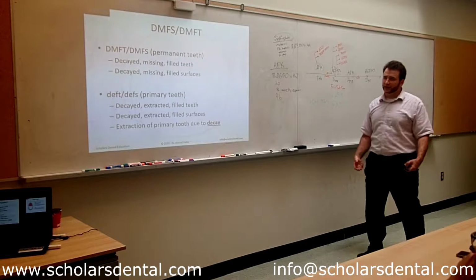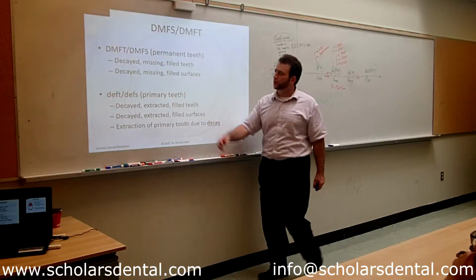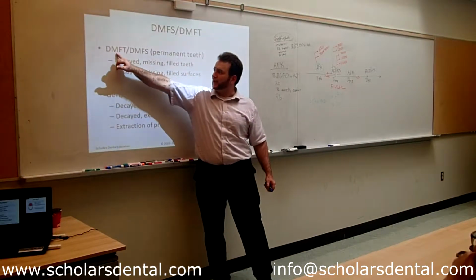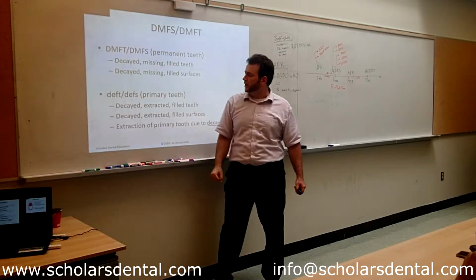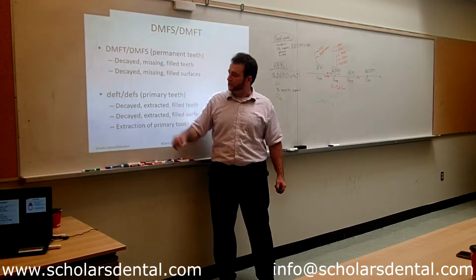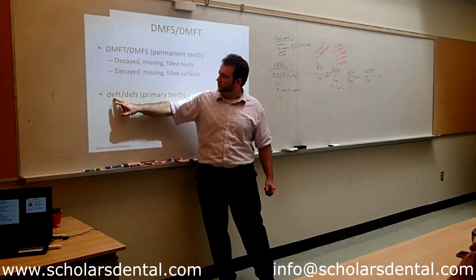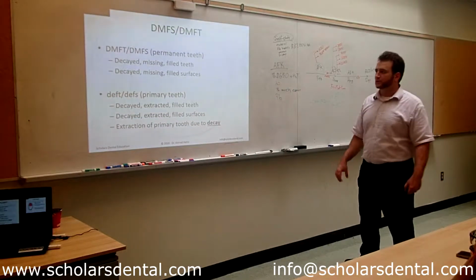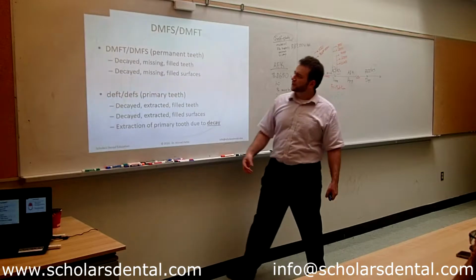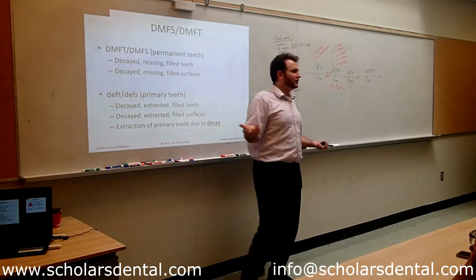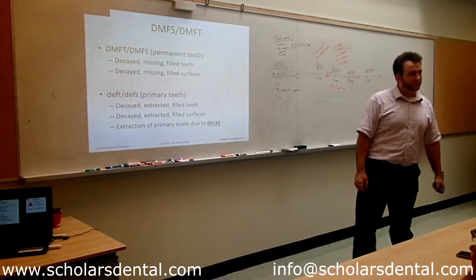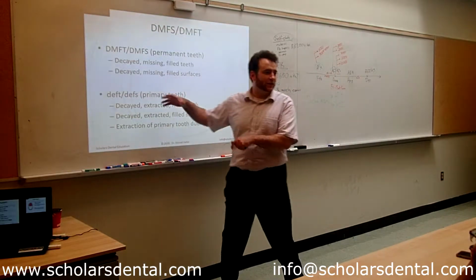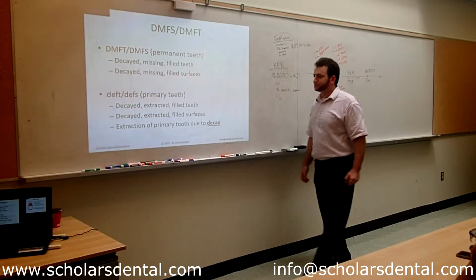So you're seeing decayed, missing, filled teeth. In permanent dentition, we write it with capital letters: DMFT, DMFS. In primary teeth, it's lowercase. And E for missing is like extracted, okay? Due to caries. I mean, this is weird. This could be easily extracted too, right? But you know, they just like to make weird things. So just know the way it is. That's how it is. Okay.